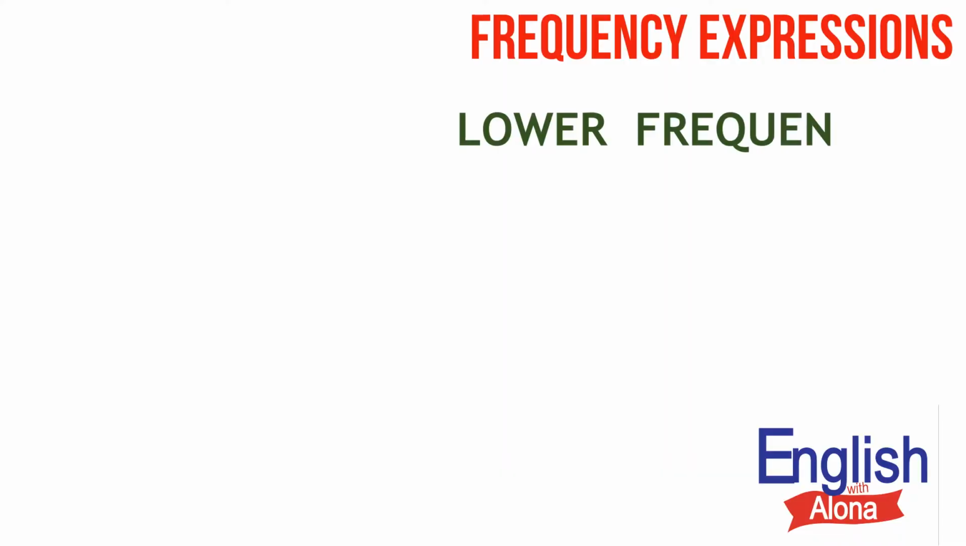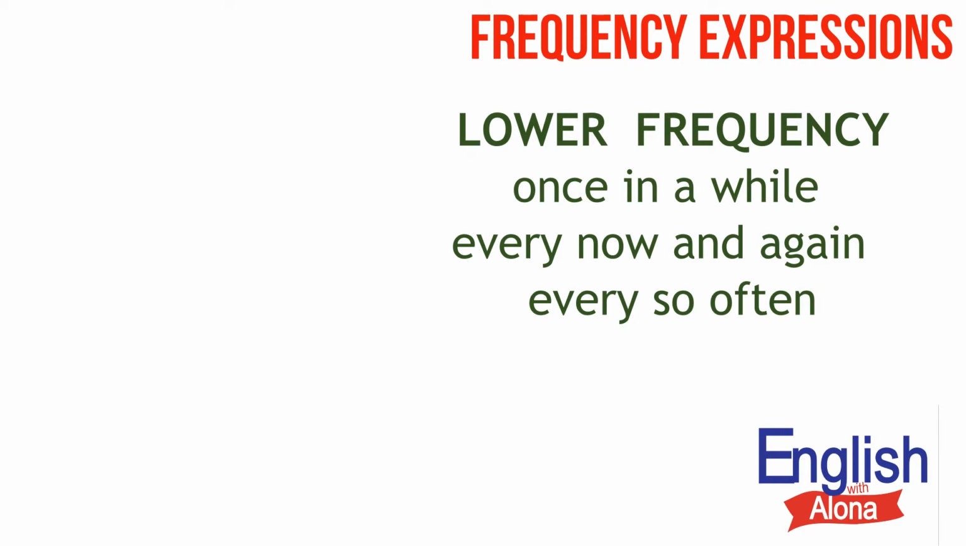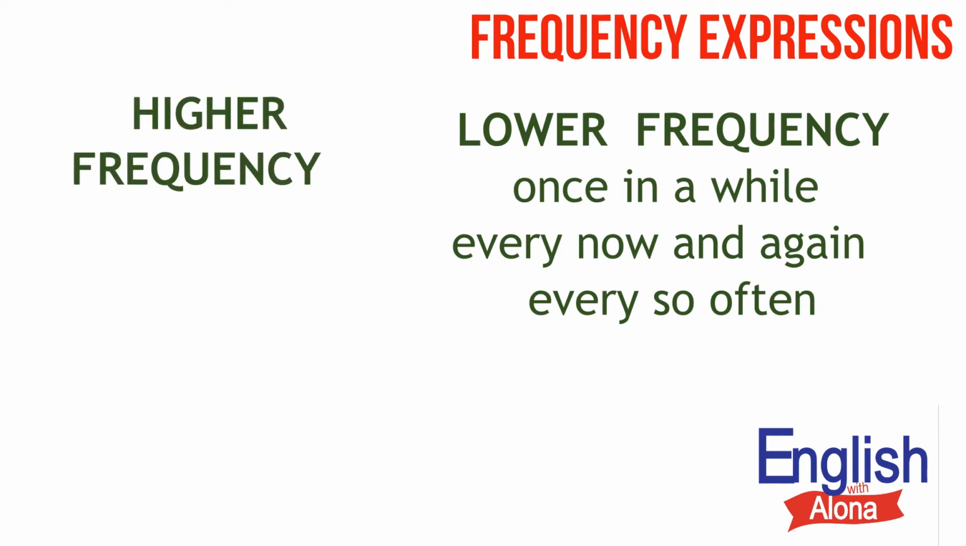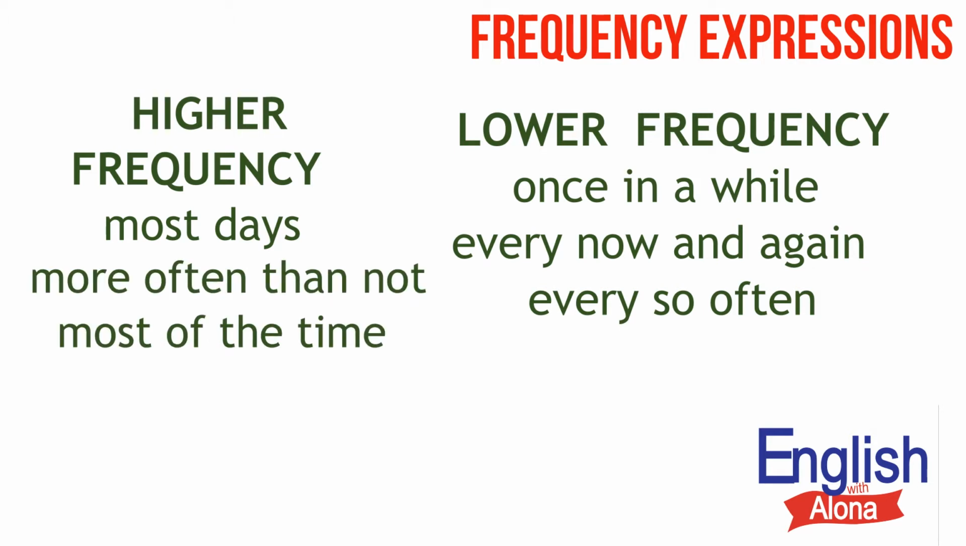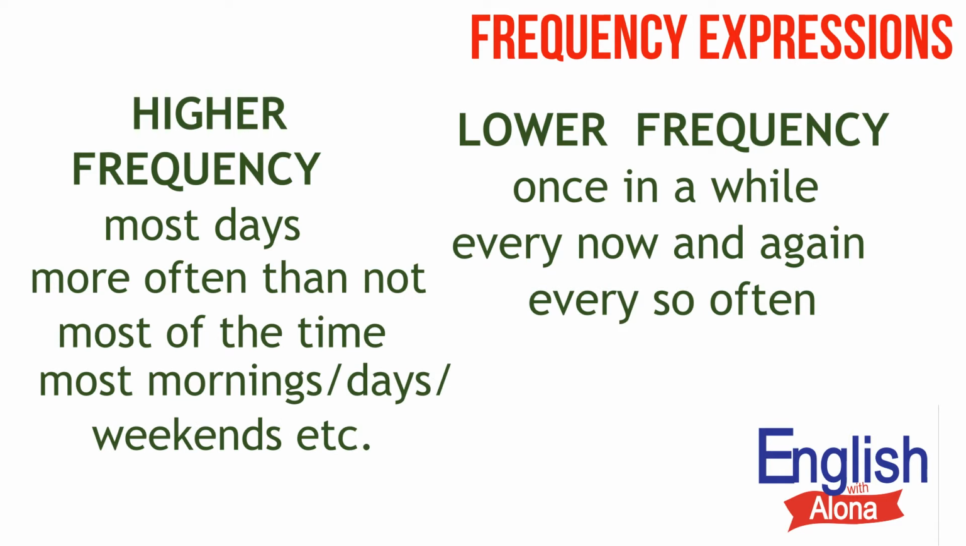Okay, and we have one more thing, frequency expressions, so let's have a look at them. We can divide these frequency expressions into two big subcategories: lower frequency and higher frequency. So let's start with lower frequency. The words are: once in a while, every now and again, every so often. With higher frequency, it will be most days, more often than not, most of the time. Also, you can say most mornings, most days, most weekends, right?